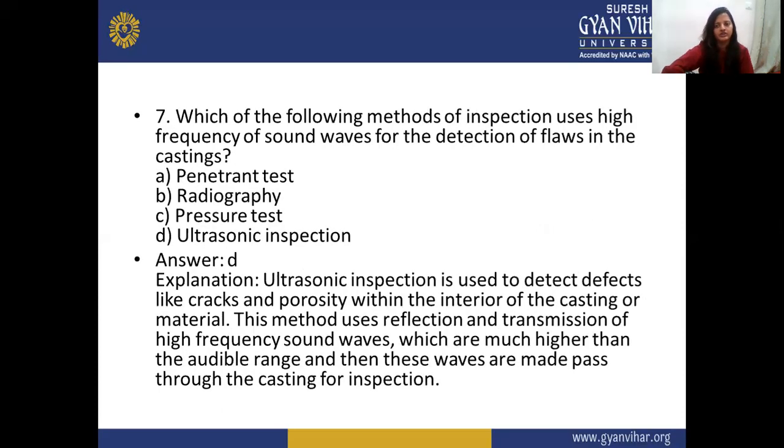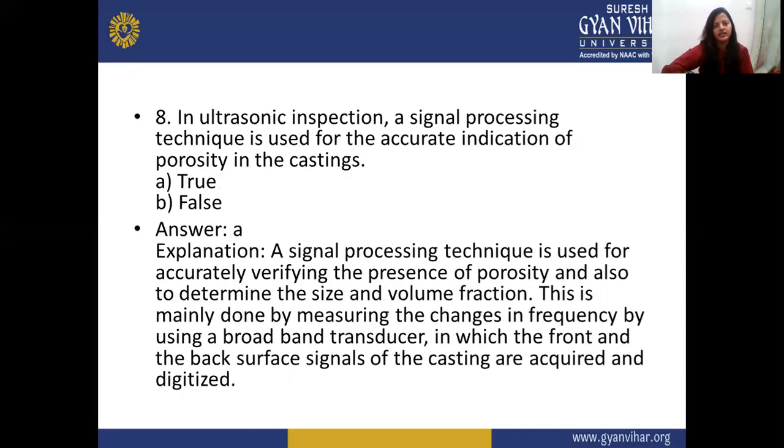Which of the following methods of inspection uses high frequency sound waves for the detection of flaws in the casting? Penetration test, radiography, pressure test, and ultrasonic inspection. The answer is D. Ultrasonic inspection is used to detect defects like cracks and porosity within the interior of the casting or material. This method uses reflection and transmission of high frequency sound waves, which are much higher than the audible range, and these waves are made to pass through the casting for inspection.